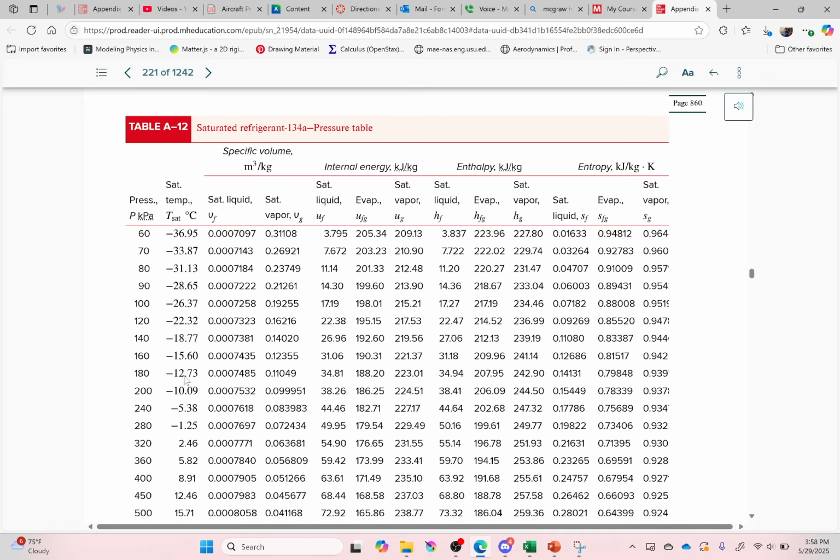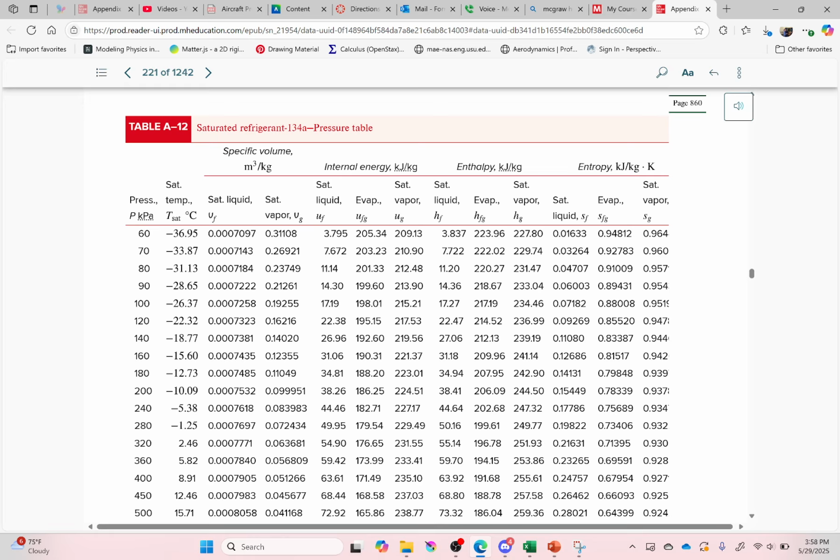And guess what? Right here, for 180 kilopascals, its saturation temperature is negative 12.73 degrees Celsius. I don't have to interpolate. I just use the saturated vapor properties for this row. And so I can go all the way over here and find the enthalpy of a saturated vapor to be 242.9 kilojoules per kilogram. So don't forget that. It's a really helpful detail.